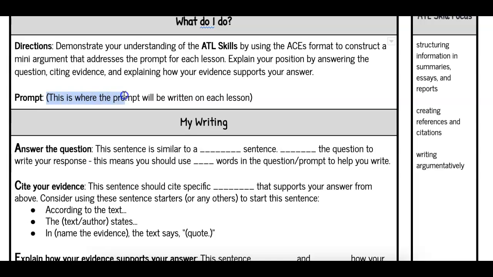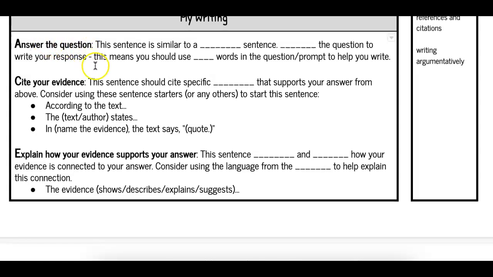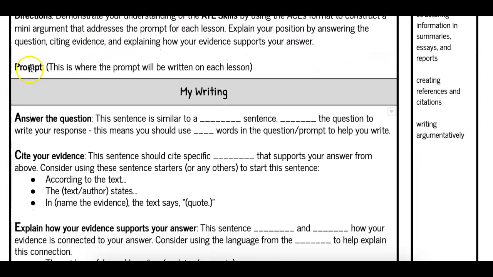When you are in a lesson, you'll see the prompt written right here, and that will be the prompt that you would respond to in the My Writing section. So in the A section, answer the question. The question being, what is the prompt and can you answer it?